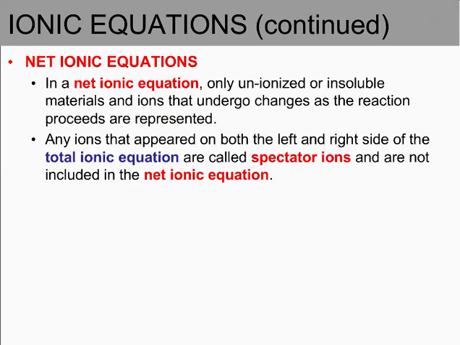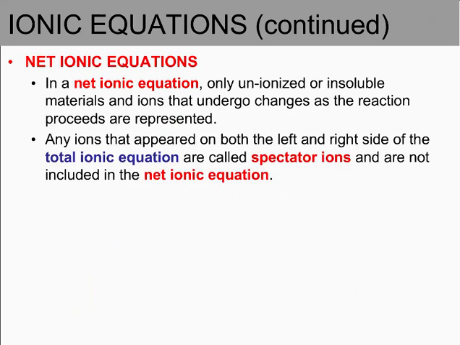And again, in net ionic equations, only unionized or insoluble materials and ions that undergo changes as the reaction proceeds are represented. So remember, our silver chloride product was the only thing that formed a solid. So we just showed the ions for that compound and then the final product. Any ions that appear on both the left and right side of the total ionic equation are called spectator ions and are not included in the net ionic equation.